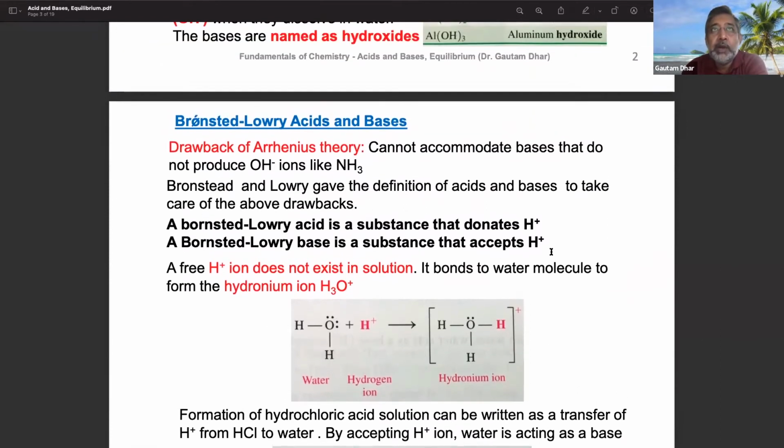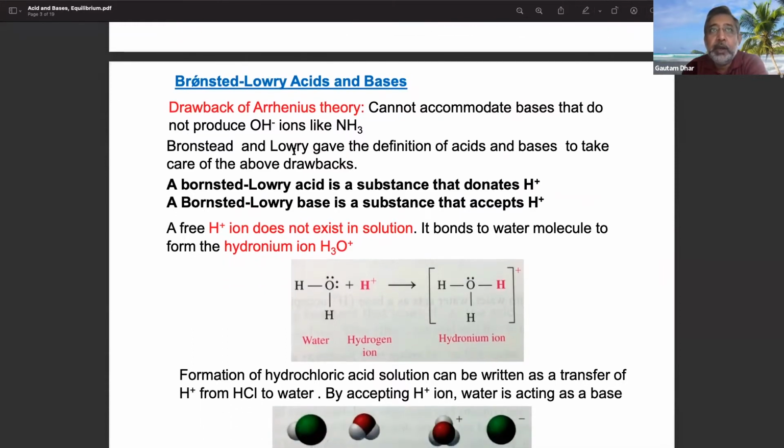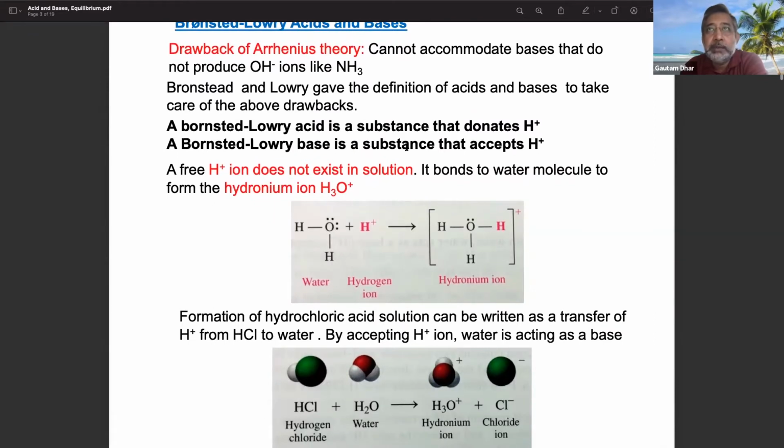So it was Lowry and Bronsted who basically modified this definition slightly. So the drawbacks of Arrhenius theory are that it cannot accommodate bases that do not produce OH minus, like NH3. So Lowry and Bronsted gave the definition of acid and base to take care of the above drawbacks. A Lowry-Bronsted acid is a substance that donates H+. That is how it is defined.